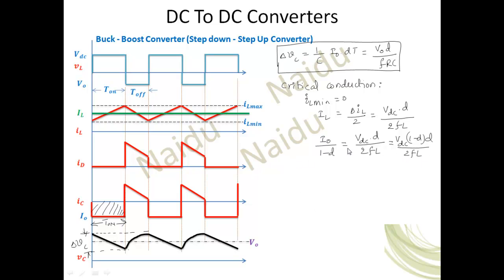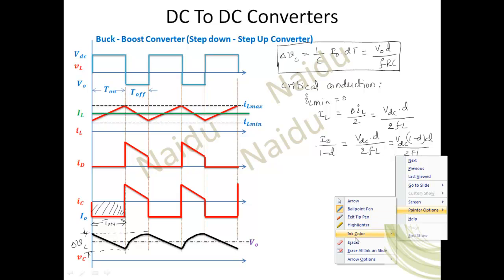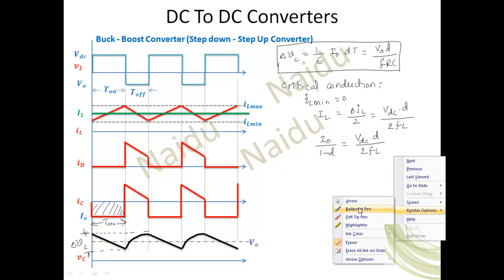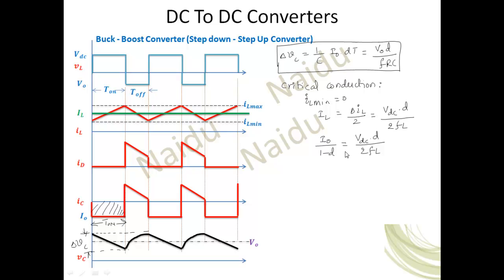Sorry, this is not the right one, wait a minute. Because I missed this, I naught equals VDC into 1 minus D into D by 2FL. So that is the minimum required current for the critical conduction.